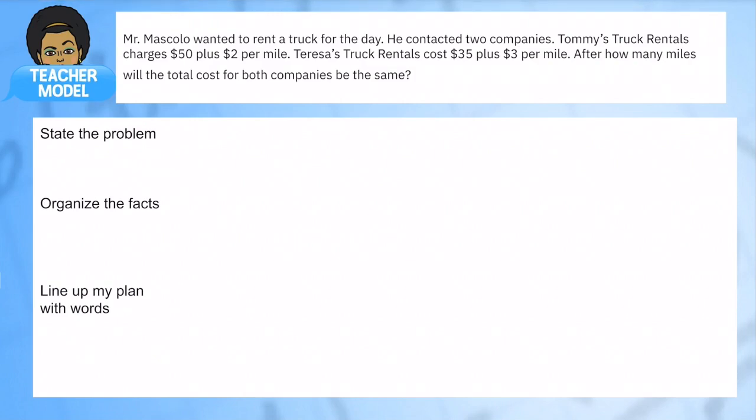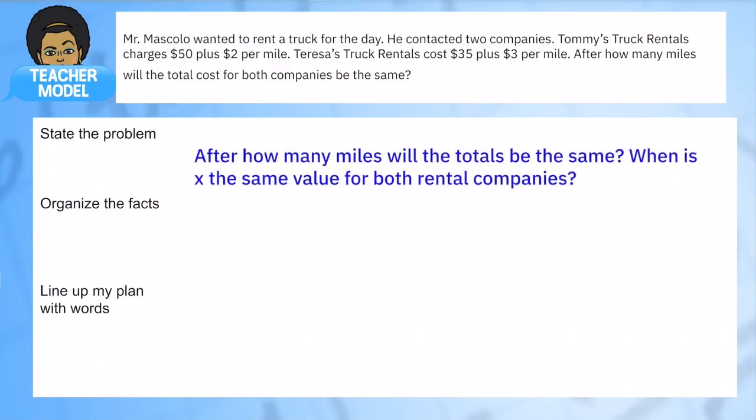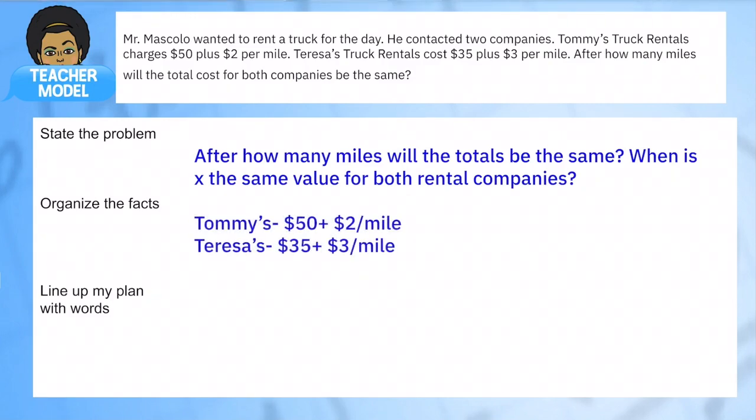So in other words, when will both sides be the same? When will X be the same for both? All right, there's our question. After how many miles will the totals be the same? When is X the same value for both rental companies? We know our facts for both companies. We know how much they charge. And I know I want the miles to be the same for both.